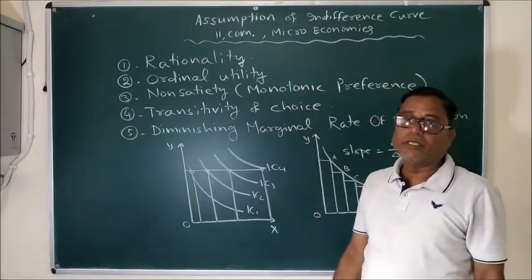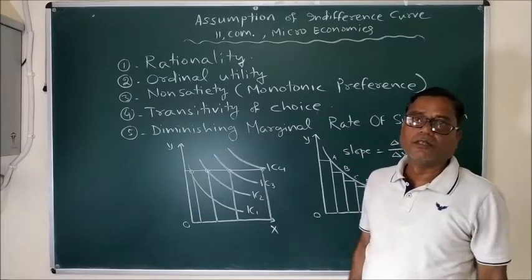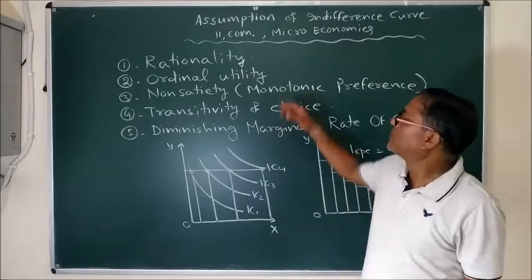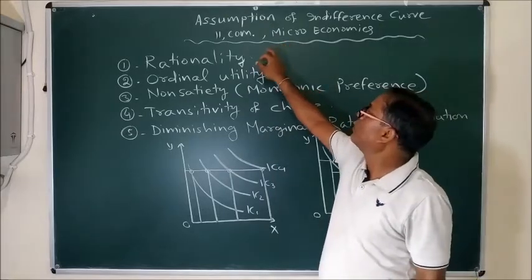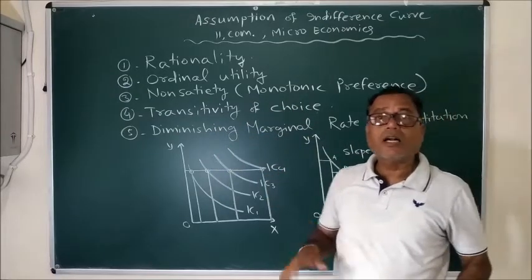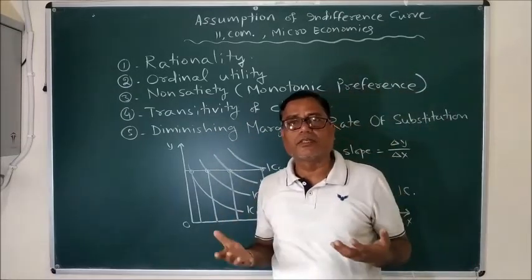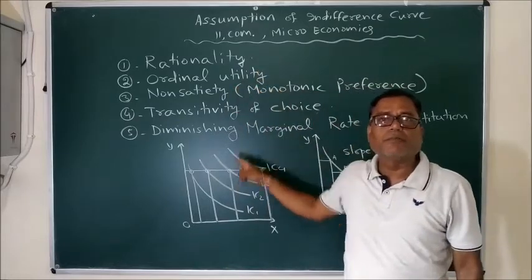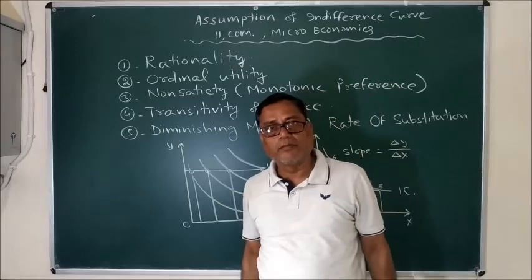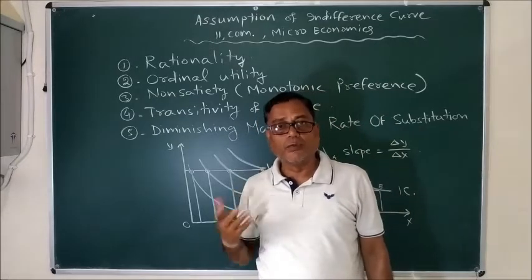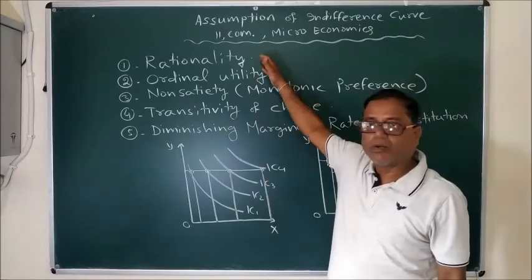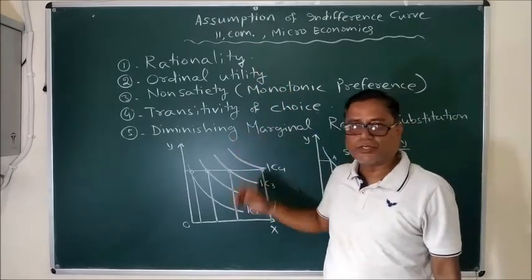Yesterday we discussed the indifference curve, its shape and the concept of IC. But today we are going to discuss the assumptions, that is, the preconditions on which the entire theory of the indifference curve, which is also called the Hicks and Allen model of consumer equilibrium, is based. So one by one we will discuss the assumptions.